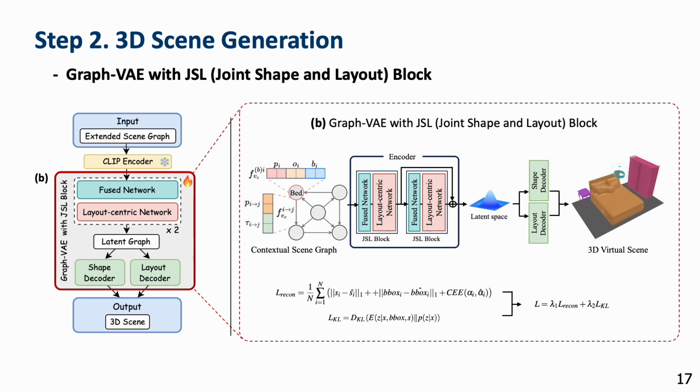After passing through an encoder composed of two JSL blocks, we decode shape and layout via separate decoders and combine them to synthesize the final 3D scene. For training, we follow the standard VAE objective by combining a reconstruction loss with the KL divergence term.